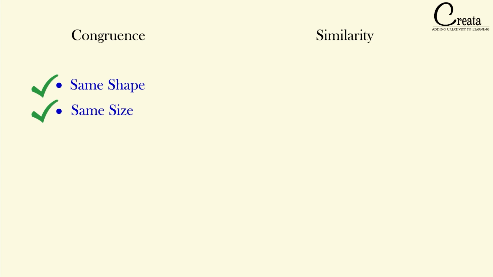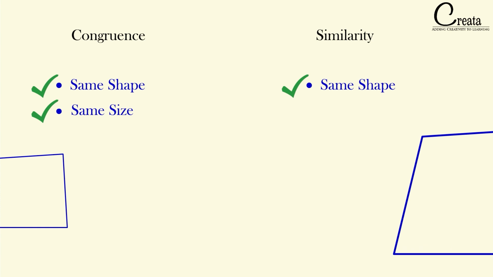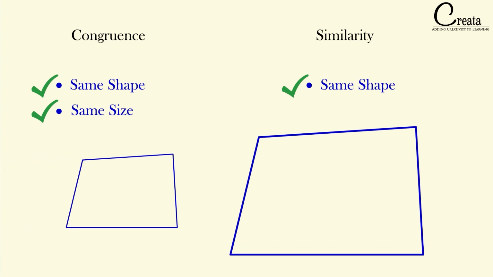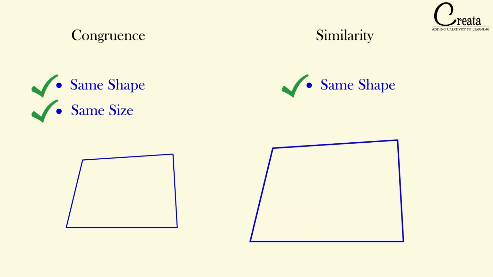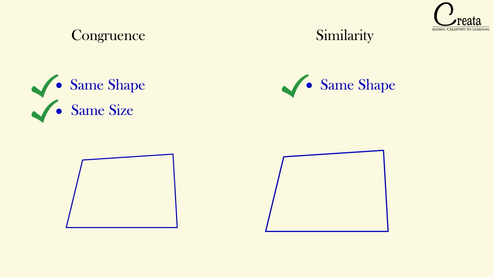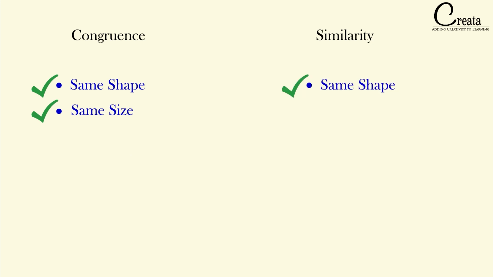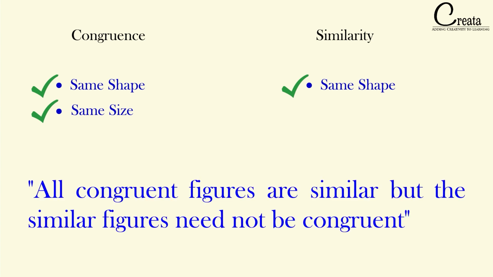While in similarity, two figures are similar if they have the same shape. Two figures having the same shape, we can say they are similar to each other. Here, size does not matter. Size can be smaller, size can be larger, or size can be the same. The only thing that matters in similarity is the same shape. So congruency has two components, same shape and same size, while similarity has only one component, that is same shape. So we can say all congruent figures are also similar figures.